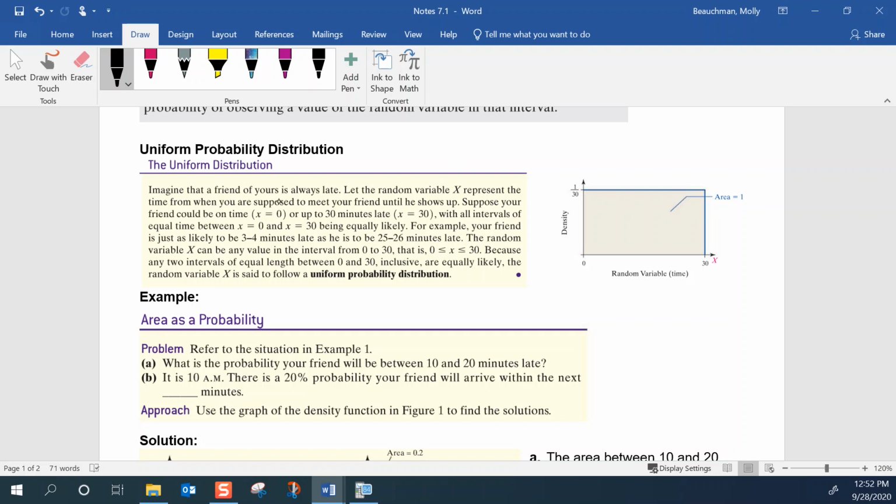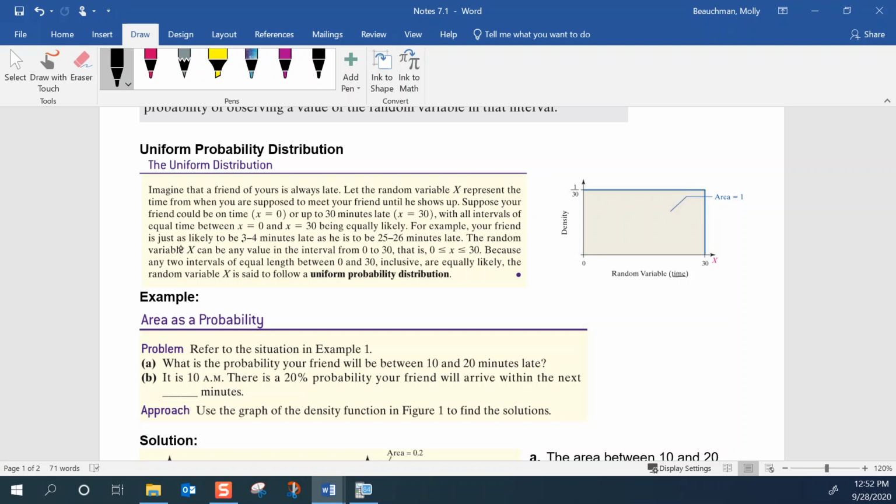So imagine a friend of yours is always late. Let the random variable x represent the time from when you're supposed to meet your friend until he shows up. Suppose your friend could be on time, x equals 0, or up to 30 minutes late. So that represents our random variable of time on the x-axis, 0 to 30, with the intervals being equally likely.